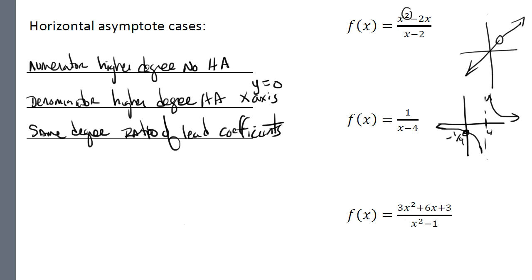Now, so downstairs is a 1. So this would be y equals, correct, because I want a horizontal line, 3 over 1. Those are the front numbers, 3 over 1, which is 3. That would be the horizontal asymptote.